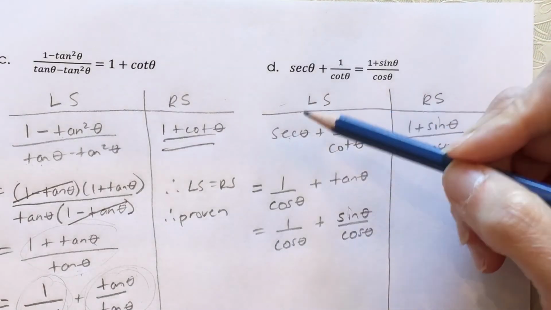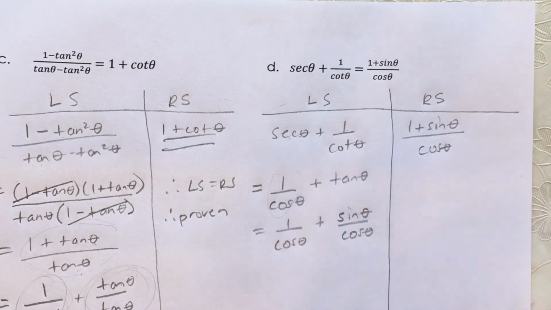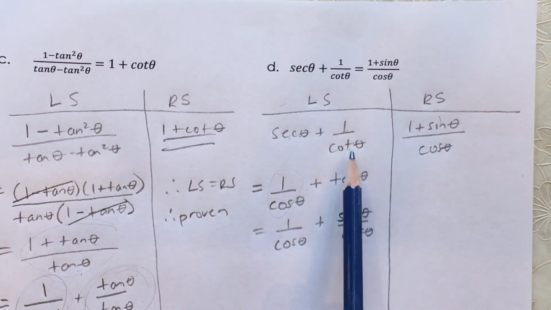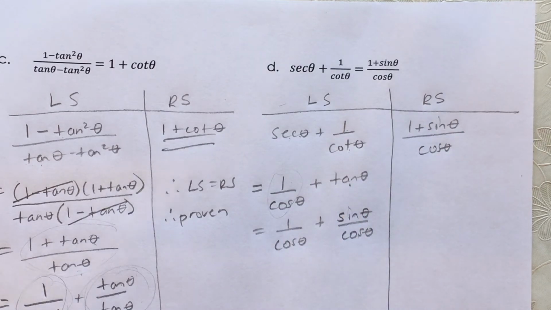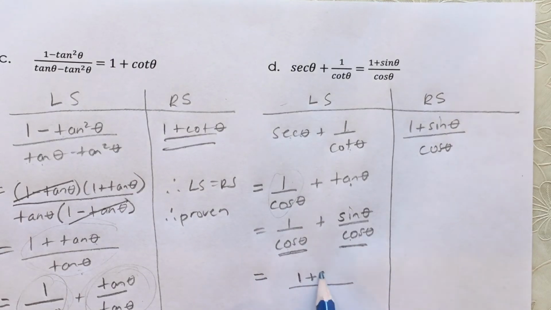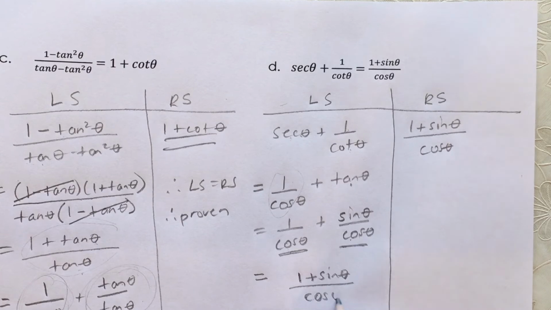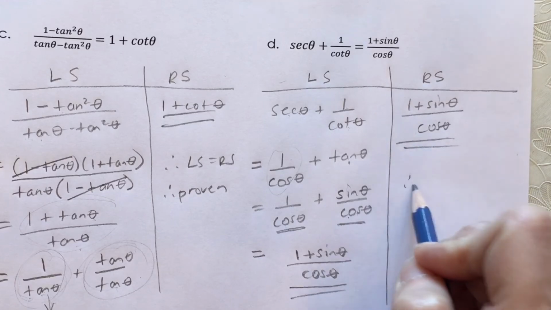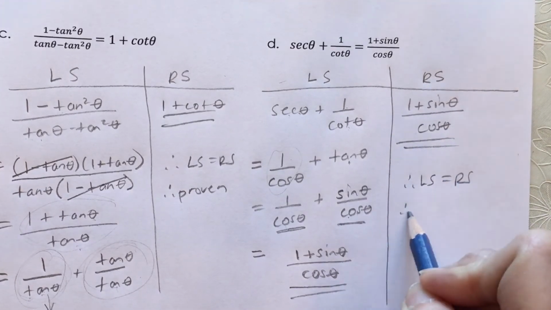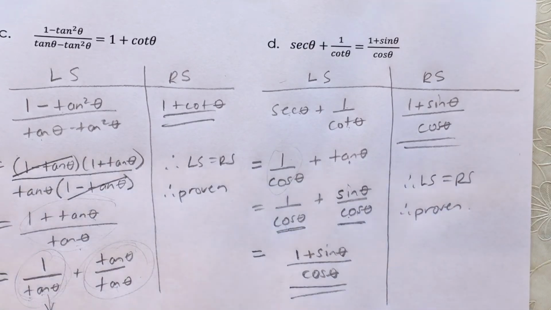So what have I done so far? I looked at sec theta and used the reciprocal identity to write it as 1 over cos. And then I saw 1 over cotan using the reciprocal identity was tan. But I know tan using the bridging identity is sine over cos. So now I'm at the point where I'm adding two fractions, but lucky enough they have the same denominator already. So I can just add the numerators over the common denominator. And what do you know? We have the same thing on both sides. So therefore the left side equals the right side, therefore proven. So again, that technique involved reciprocal identities and adding fractions.